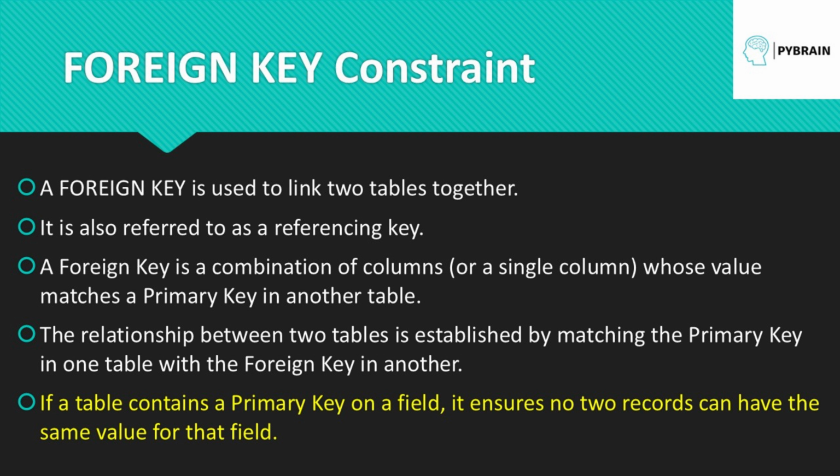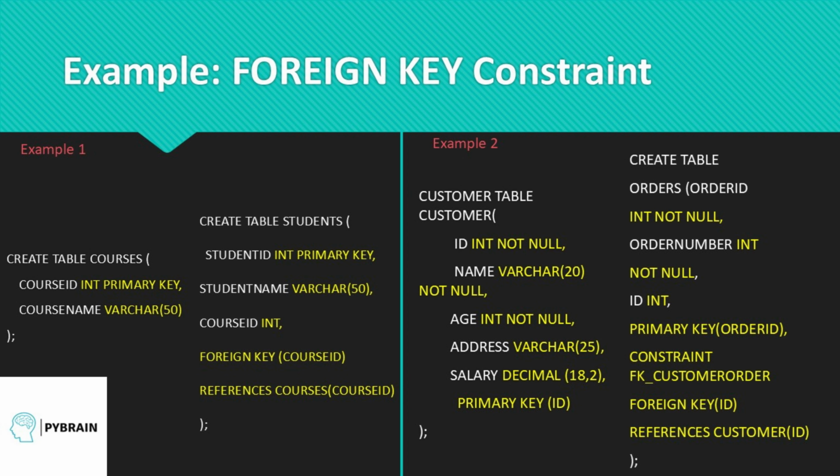A foreign key is a column or set of columns in one table that refers to the primary key in another table. It helps create relationships between tables by matching data in one table to data in another. Foreign key is also referred to as a referencing key. Let's say you have two tables, courses and students, and you want to link students to their enrolled courses. The course ID in students serves as the foreign key, referencing the course ID in the courses table.